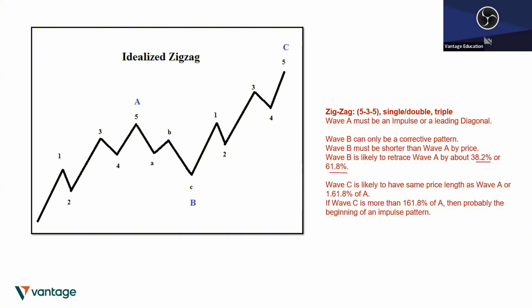If wave C is more than 161.8 of wave A, then it is probably the beginning of an impulse pattern. These are just guidelines. I'm going to keep this here if you want to take a picture or a screenshot, but otherwise I personally do not trade wave 2 and wave 4.